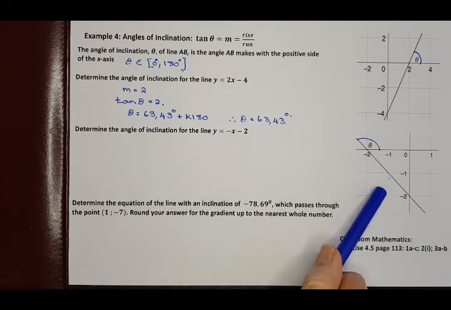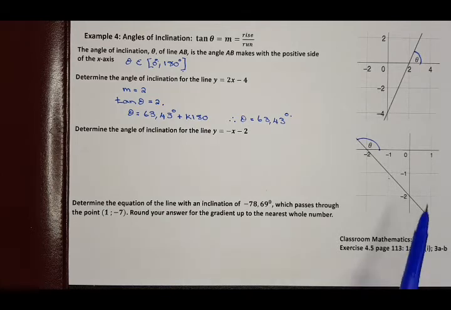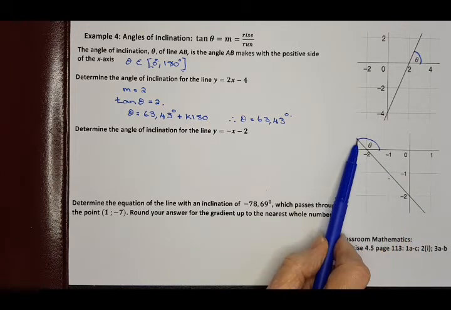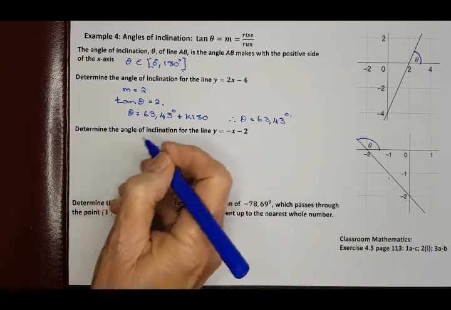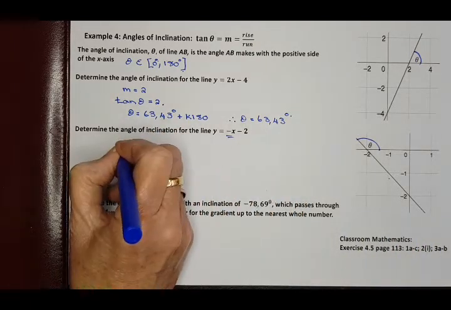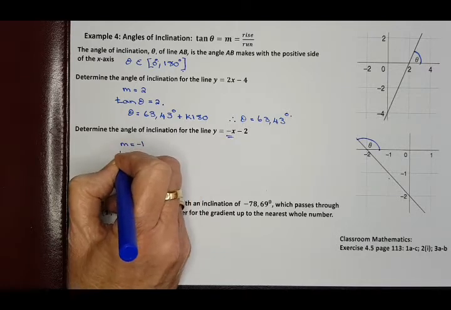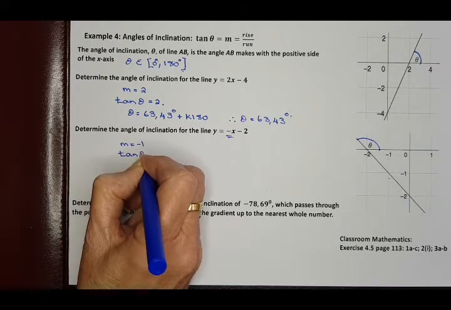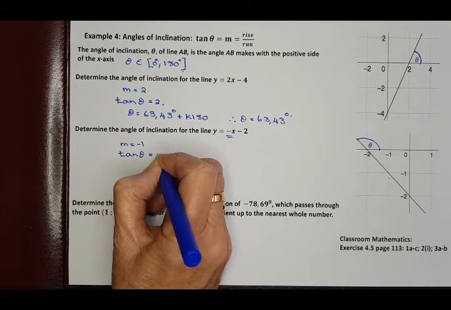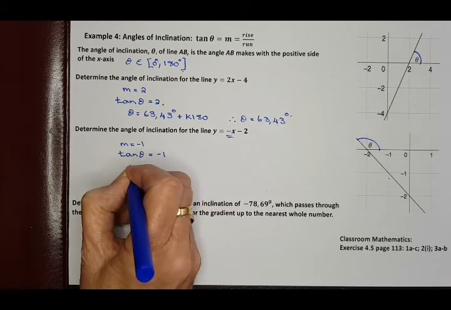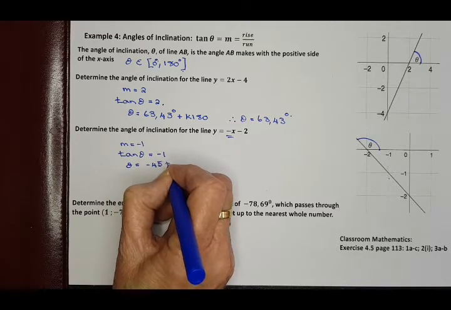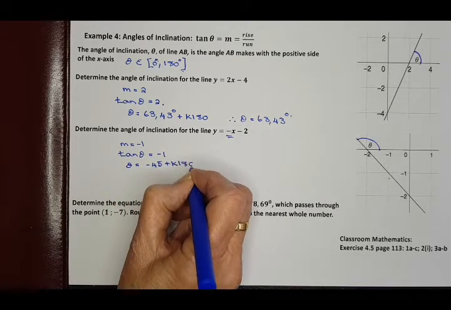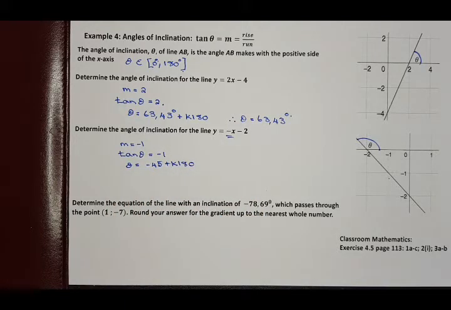For this second example over here, I've chosen an example where your gradient is negative. Your angle of inclination is the angle between the line and the positive side of the x-axis. So the gradient of that line is minus 1. We get tan of theta in this case is going to be minus 1. Arctan of minus 1 is minus 45 plus k180. That is how you solve a tan trig equation.